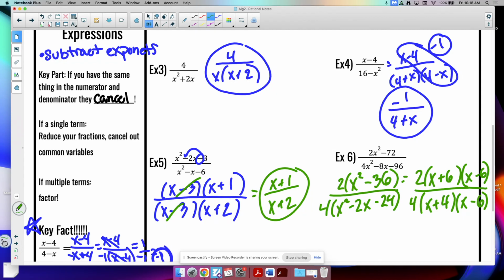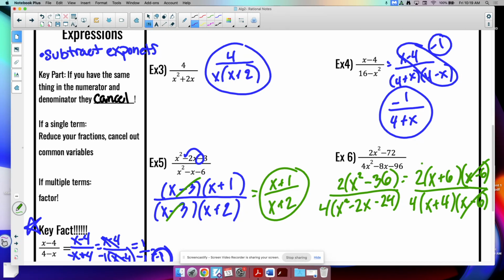So make sure everything is fully factored first, because once you have everything fully factored, you're really just canceling things out. What's something that's going to completely cancel out? Minus 6 and minus 6. X minus 6, x minus 6. The other parentheses don't cancel out. Numbers still act like numbers.